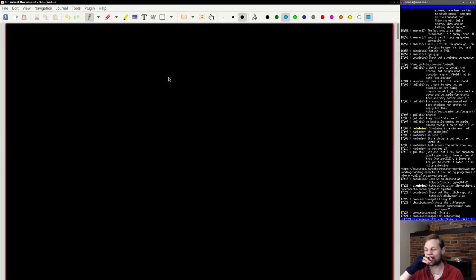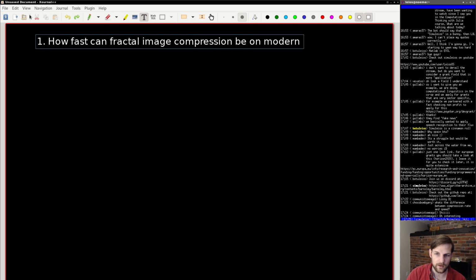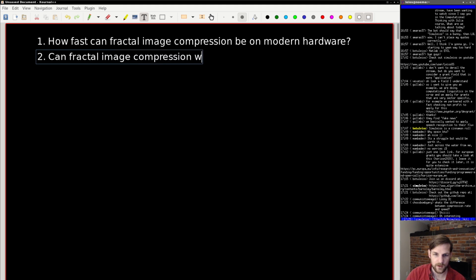So let's go ahead and talk about things that we could do with this information. One big question I have is, actually, I'm going to do this in text mode. So one big question is, how fast can fractal image compression be on modern hardware? Okay, that's one big question I have. But I also have another question. Can fractal image compression work better with different, I'm going to call them fractal flames, and I'll explain what those are.